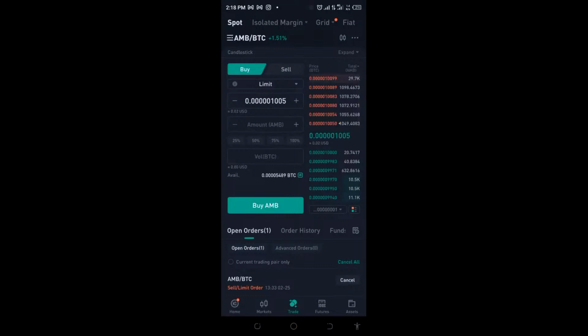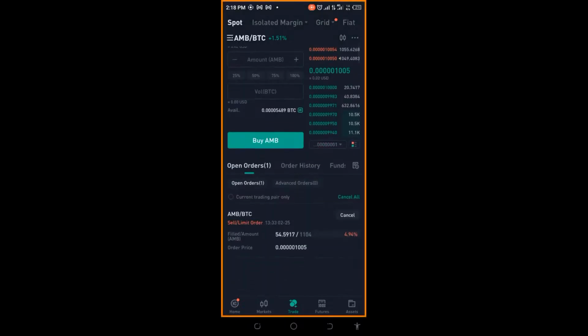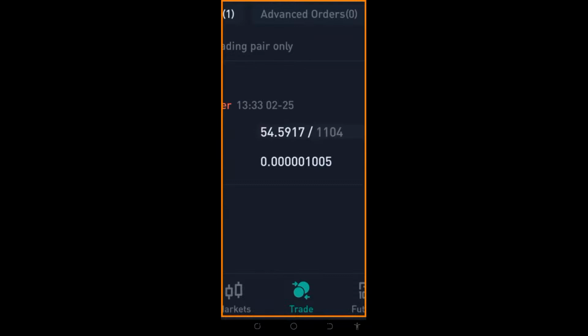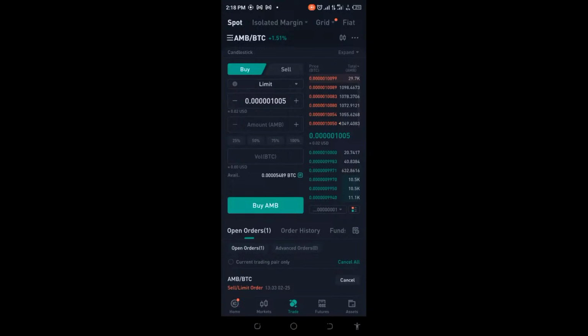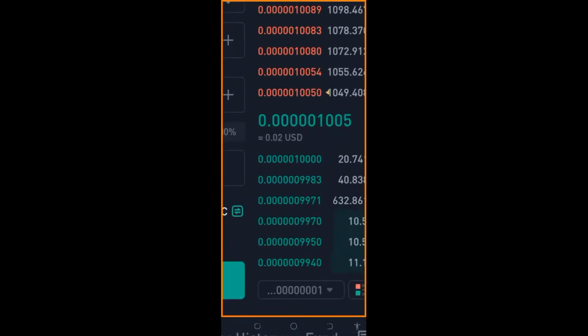Okay, right now it's at 0.000105, so it's moving up. And as we can see here, part of it has already been sold. So we have 54.59 out of 1104 already sold at that price. So we're hoping, if I were going to go and pick any of these ones in the order book, we'll see that it's nowhere near what we want.